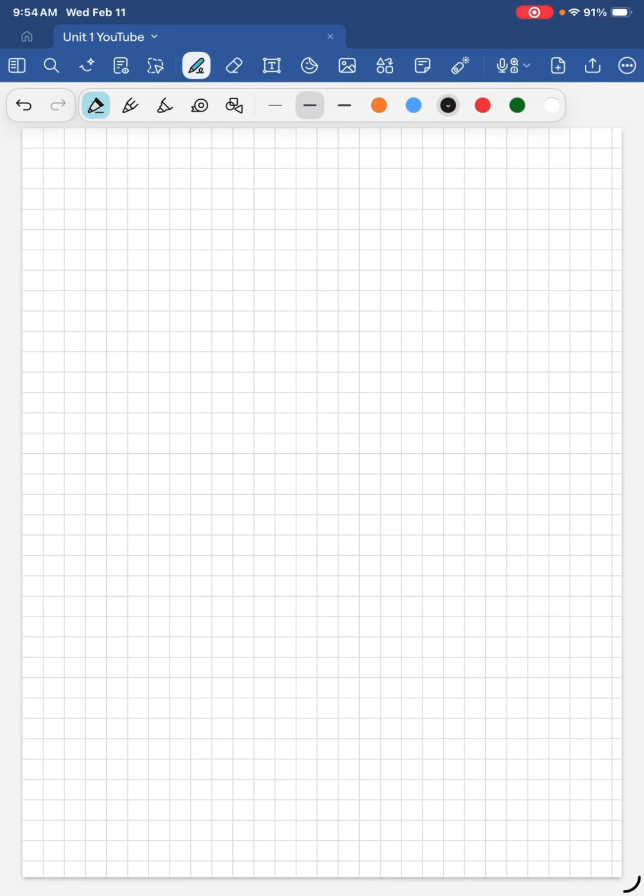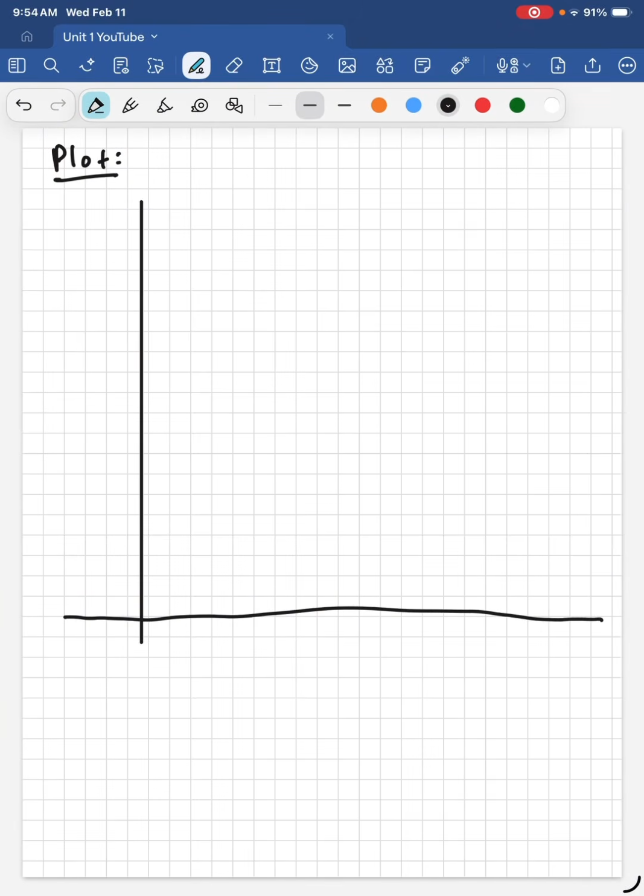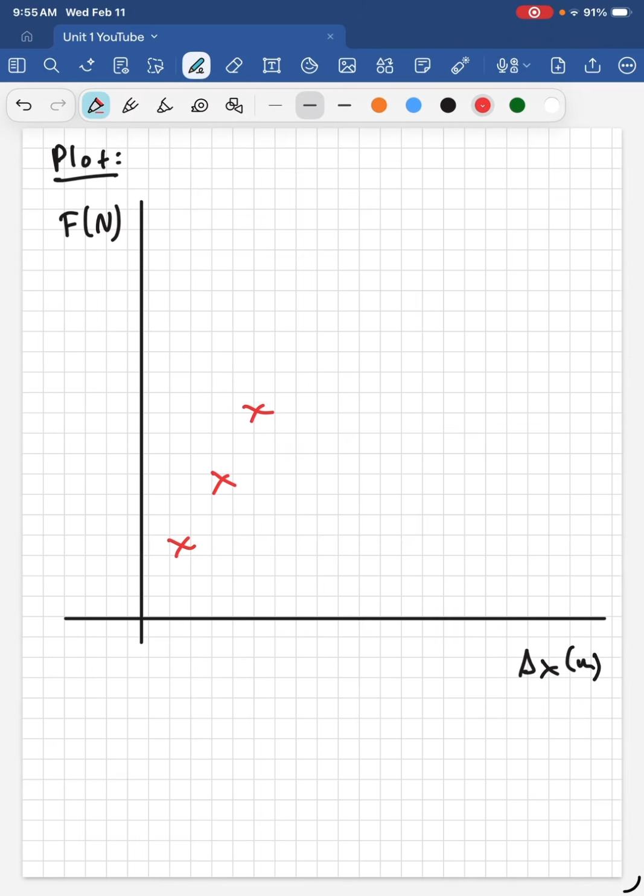The next thing I want to talk about, which is really important to know, is the plot of force versus displacement. So let's draw the plot. Force in newtons and let's say delta x in meters. If you do an experiment, you will find that you have a straight line relationship up to some point.